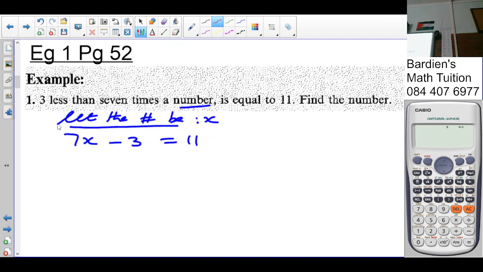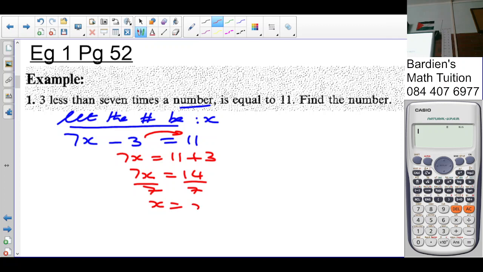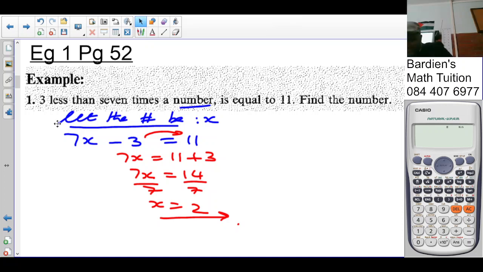Right, so what do we get? 7x is equal to 11 plus 3. So 7x is equal to 40. Divided by 7, so x equal to? Any confusion, people? No. Okay, we'll do another one.